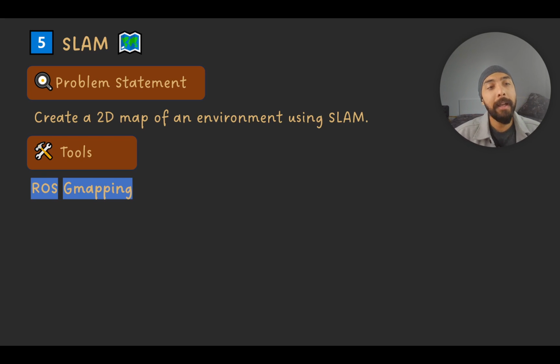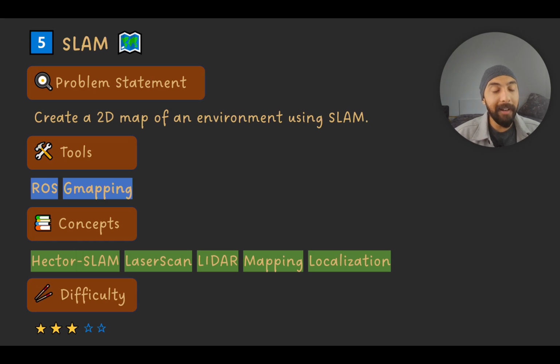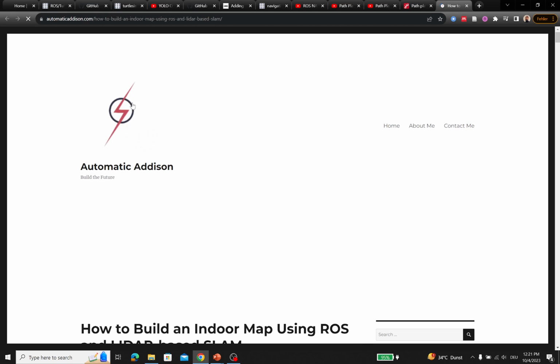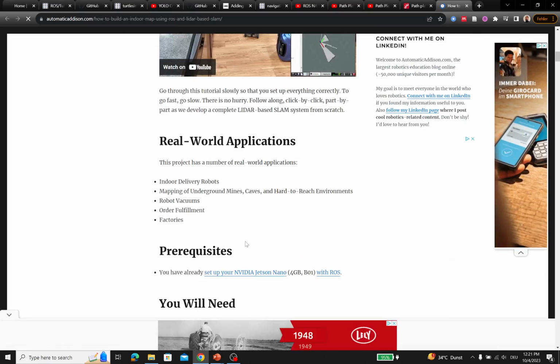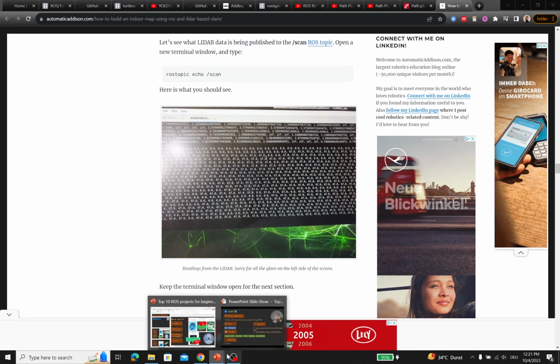And you can do that using the gmapping package in ROS. And you can implement Hector SLAM. You get exposure to laser scan, LiDAR, mapping and localization, Hector SLAM, all of these concepts. Difficulty level is 3 in this case, and you can follow these tutorials: indoor map using ROS and LiDAR on the website Automatic Edison. So this is a nice article that you can follow to implement SLAM.